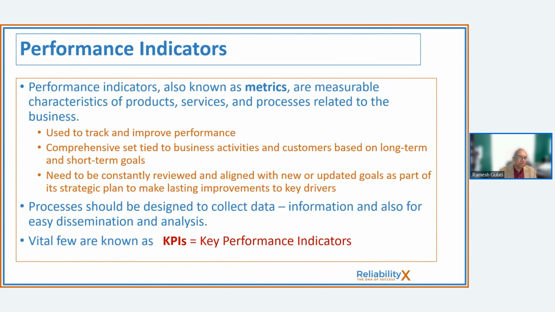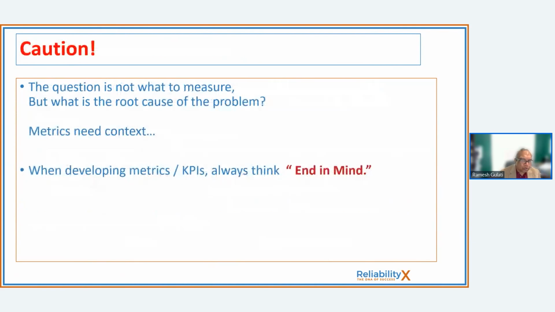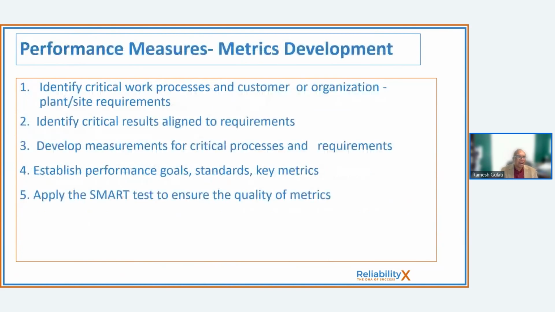The question is what to measure and what not to measure. What's the root cause of the problem? Metrics need a context. Always think with the end in mind when you are developing metrics and KPIs. Performance measures: identify critical work processes and customer or organization requirements. Identify critical results aligned to the requirements. Develop measurements for critical processes and requirements. Establish performance goals, standards, or key metrics.